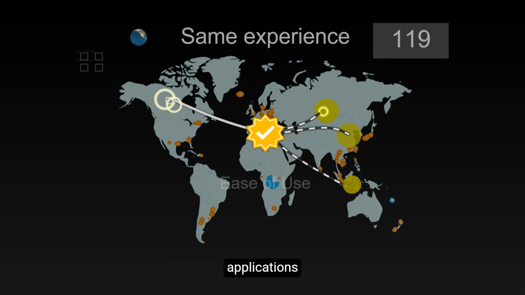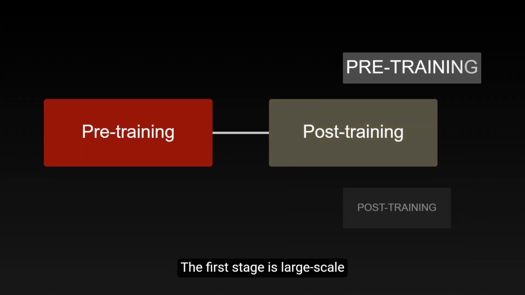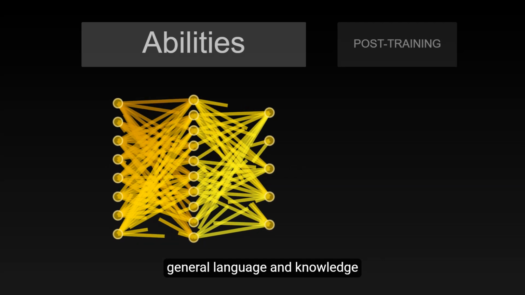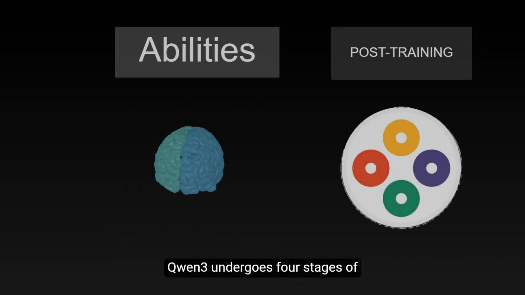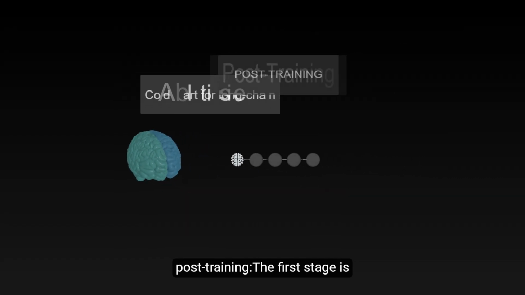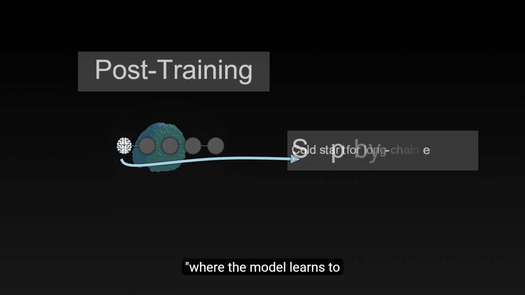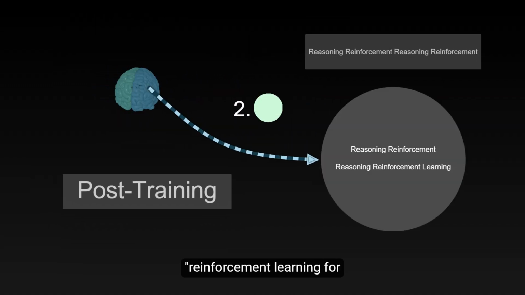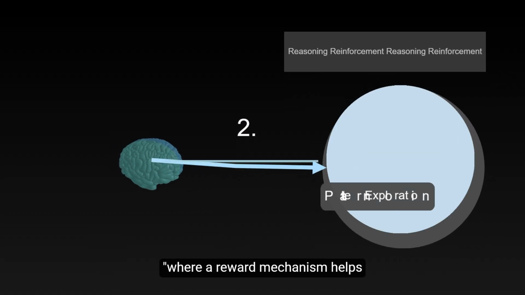The training of Qwen3 consists of two stages. The first stage is large-scale pre-training, which equips the model with general language and knowledge capabilities. After that, Qwen3 undergoes 4 stages of post-training. The first stage is cold start for long-chain reasoning, where the model learns to reason step by step, laying the foundation. The second stage is reinforcement learning for reasoning, where a reward mechanism helps the model explore and summarize patterns more effectively during reasoning.